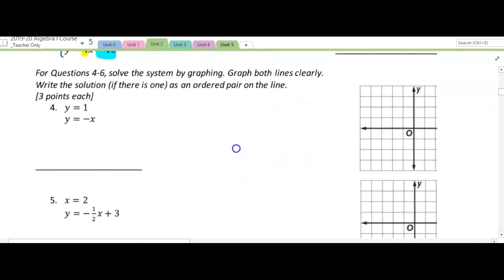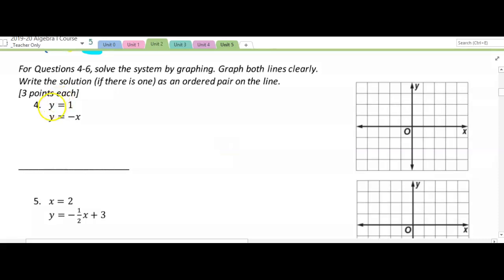Next, we're going to solve by graphing. Lines that just have a y variable and they don't have an x variable are going to be horizontal lines. So the first thing I want to do is mark where y equals 1. It's right here. And I'm going to put a horizontal line through that point.